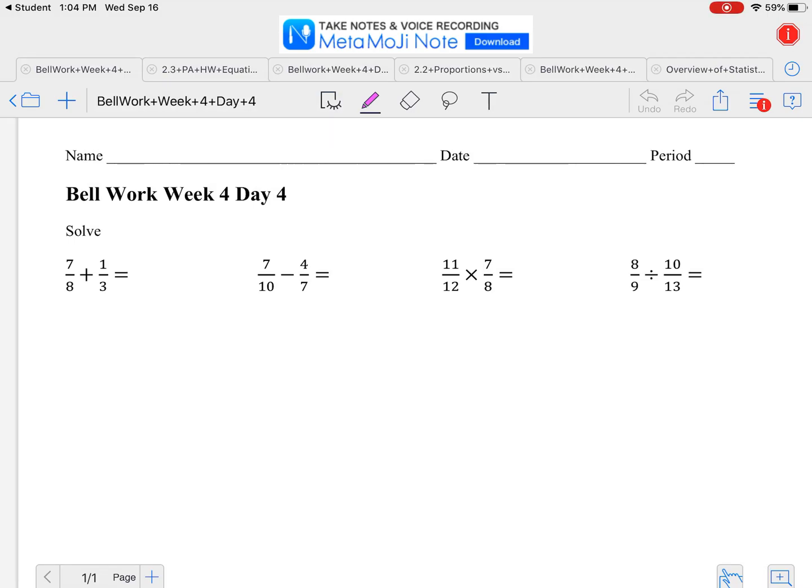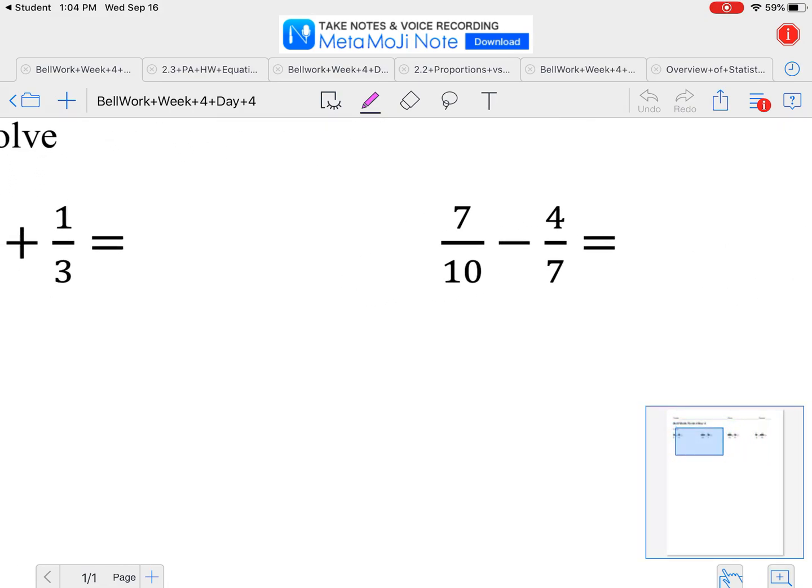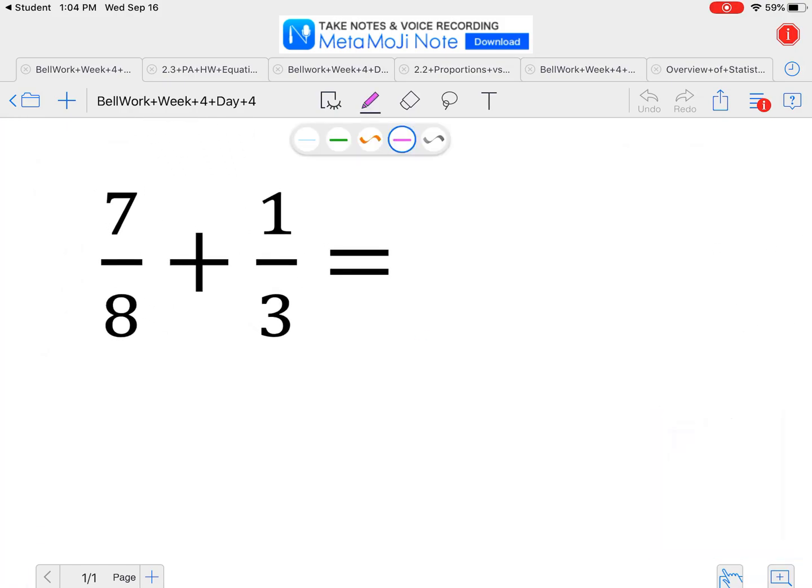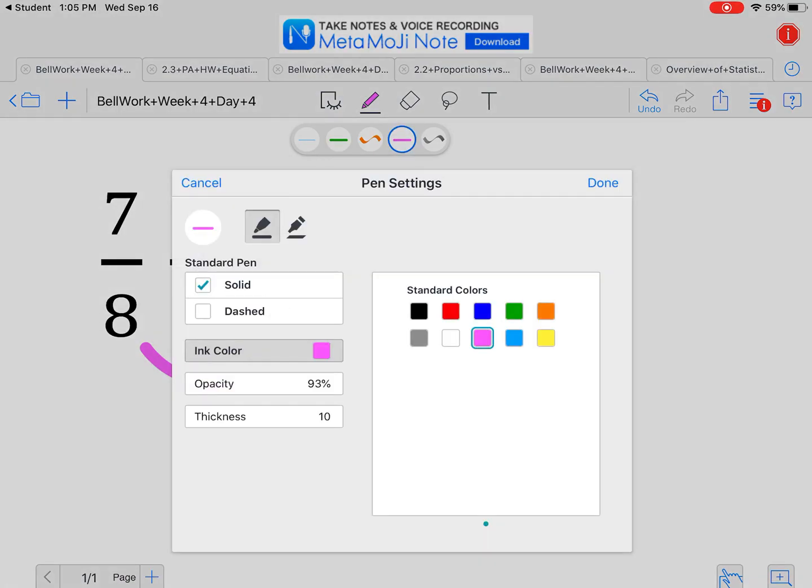All right, the bell work for today is again add, subtract, multiply, and divide fractions. I'm going to zoom in over here to this first one. For adding, you need to make sure that your bottom number is the same. These are different. I could times these together to get a number that they have in common.